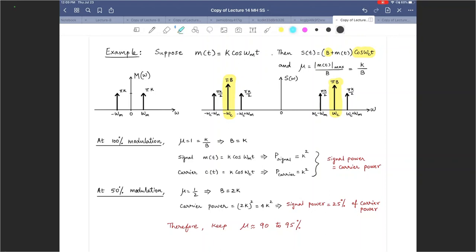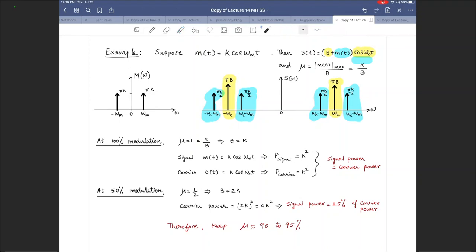Now the other piece is what? m(t) multiplied by the same cosine omega_c t. That is going to give you 4 impulses, because you have 2 impulses of the M(omega) being convolved with 2 impulses of the cosine. That will give you 4 impulses. Where are those 4 impulses? You got 1 here, 2 there, 3 and 4.